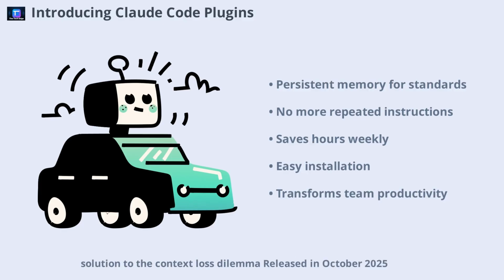These plugins act as persistent memory modules, bundling your coding standards, testing patterns, and best practices into reusable packages. Once installed, they eliminate the need to repeat instructions, saving developers hours each week. With plugins, your team's knowledge and standards are always remembered, no matter how many times you hit the session limit. This persistent architecture is transforming how teams work, making context loss a thing of the past.